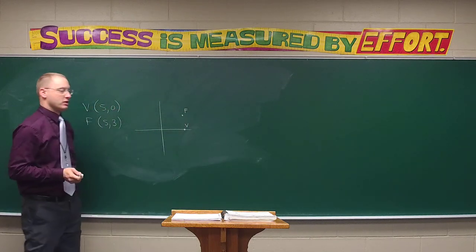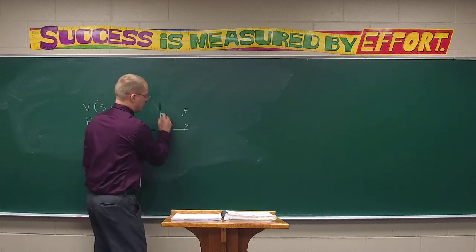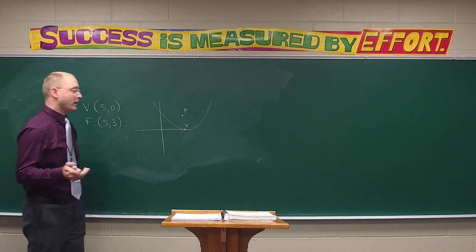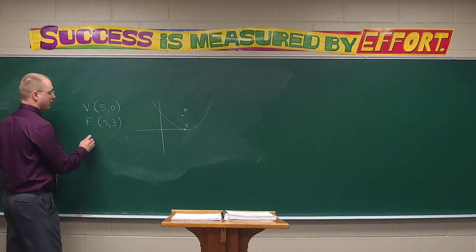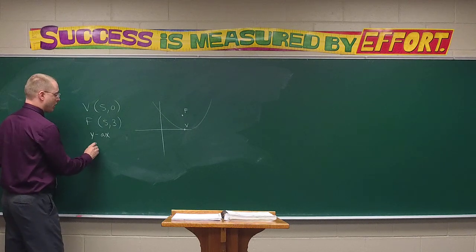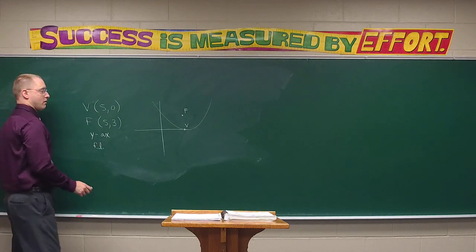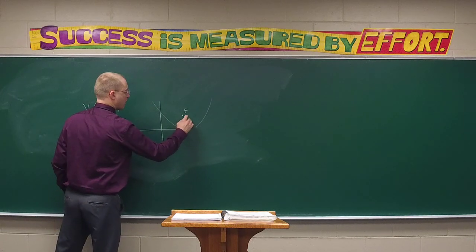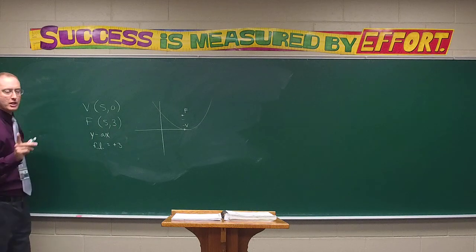And which direction does the parabola go? Up, down, left, or right? Certainly, it's going up. If it's going up, the axis of symmetry is the y-axis, and the focal length is positive 3.